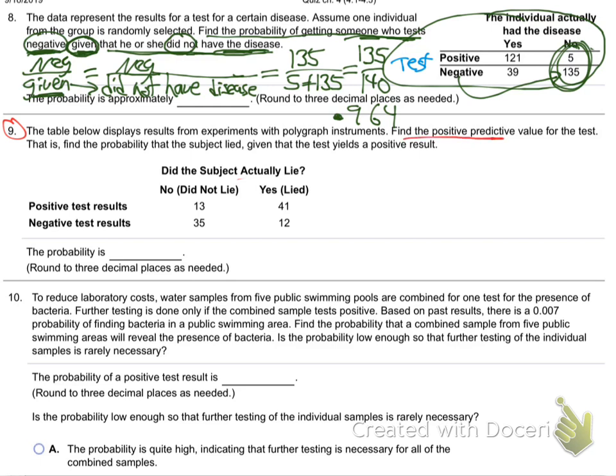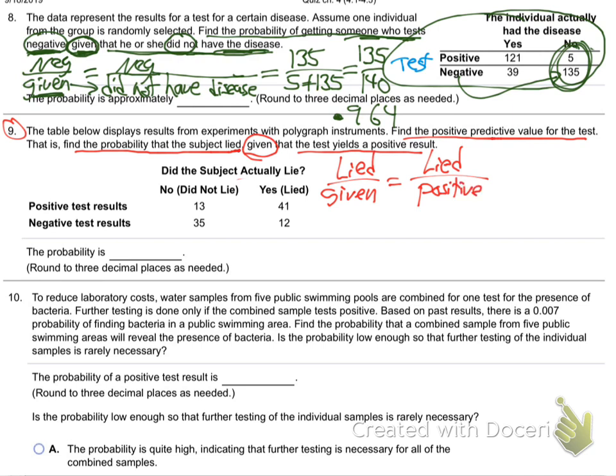Find the positive predictive value for the test. That is, find the probability that the subject lied. So we want lied, given, there's that given word. The given always goes in the denominator. Find the probability they lied, given what? The test came out positive. So positive test result. So what's the chance they lied given it was a positive test result?